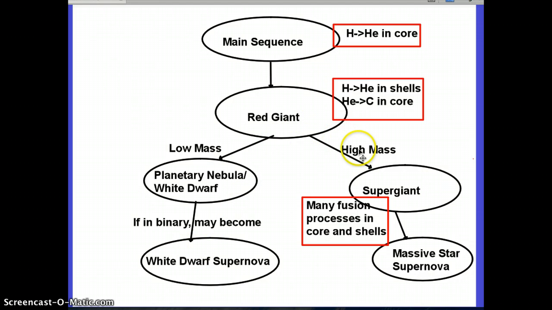If the star is a high mass star, more than 3 times the mass of the sun, it will become a supergiant with all of these different fusion processes in the core and the shells, and eventually it will explode as a massive star supernova. And in the next few lectures, we'll be talking about what happens to the core after the supernova.